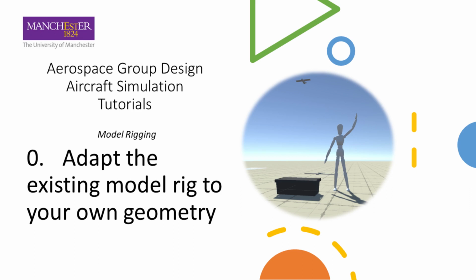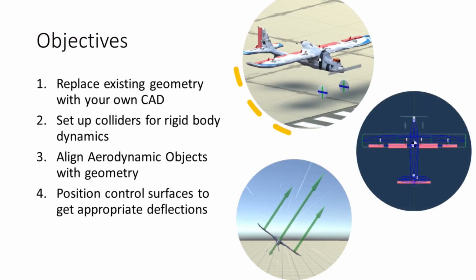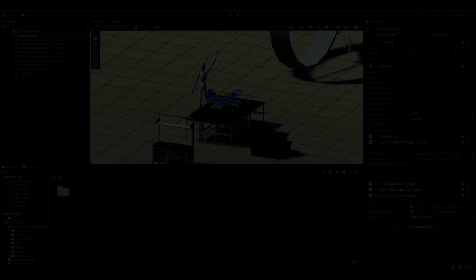Hello, in this video I'm going to show you how to take the main aircraft in the simulation tools and adapt it to the geometry that you've produced using CAD software. The steps we need to go through to do this are to replace the graphical geometry with your CAD geometry. Then we need to align the colliders with the new geometry so that the rigid body dynamics for the aircraft works. Then we'll take the aerodynamics and align that to the geometry as well. And finally we'll position the control surfaces on the aircraft.